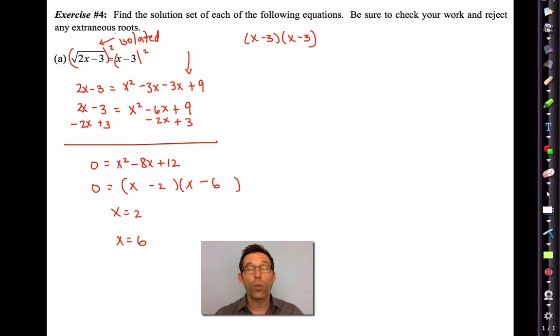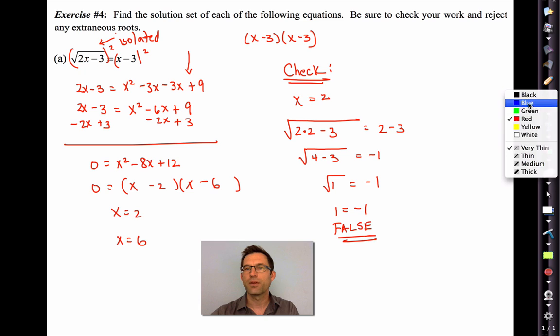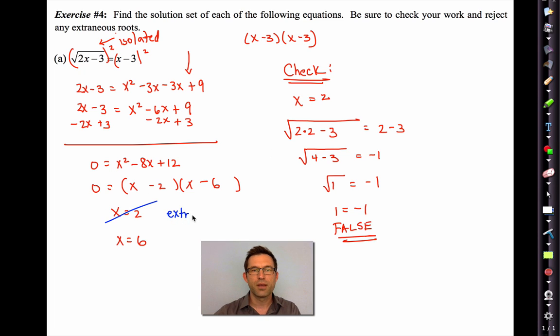Now one of those is an extraneous root, and we can figure it out by doing a check. All right, so let's check x equals 2. Let's throw it in here. We get the square root of 2 times 2 minus 3 is equal to 2 minus 3. That's going to be the square root of 4 minus 3 is equal to negative 1. Square root of 1 equals negative 1. Now, some people might look at that and go, sure, because there's two square roots for 1, negative 1 and positive 1. The problem is this is only the positive square root, so this is false. And because it's false, this one, let me go in blue, gets rejected because it's extraneous.